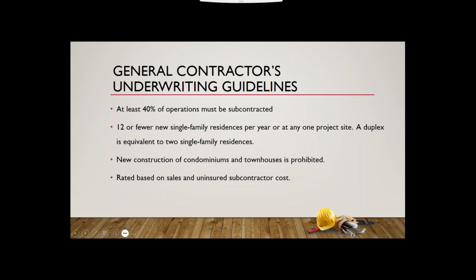A little bit different from the ARTISAN contractor, at least 40% or more of the operations would be subcontracted out, which was a little bit different than what we listed for the ARTISANs. And it's typically required that they construct 12 or fewer new single-family residences per year or at any one project site. And keep in mind that a duplex is equivalent to 2 single-family residences. New construction of condominiums and townhomes is prohibited, and many carriers will also not allow new tract home work.